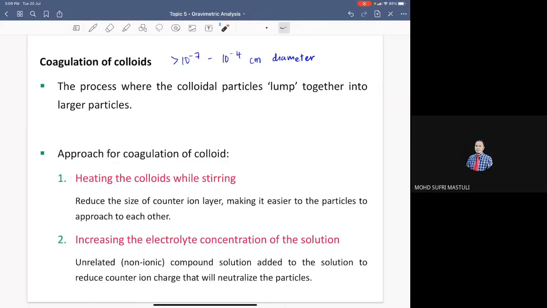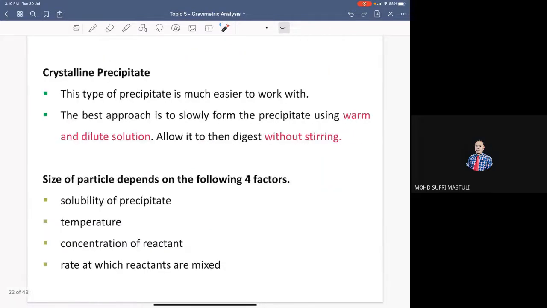Or we can increase the electrolyte concentration of the solution. An unrelated non-ionic compound solution is added into the solution to reduce the counter ion charge that will neutralize the particle. When the particle is neutralized, meaning that the particles do not repel each other, the colloidal particles tend to lump together to form a large particle. It can be done by increasing the electrolyte concentration of the solution.